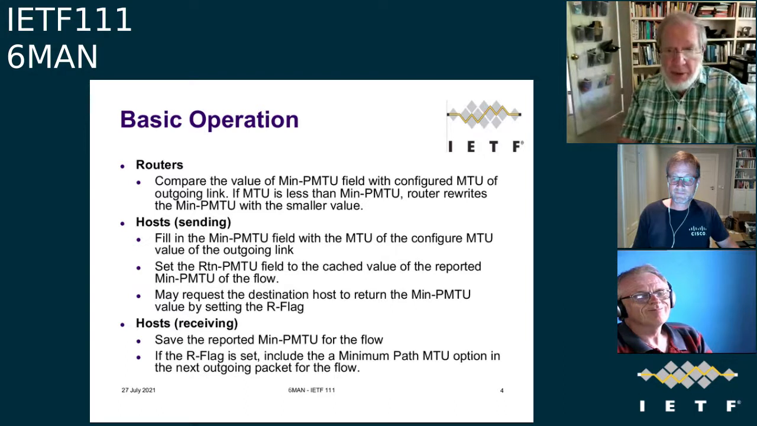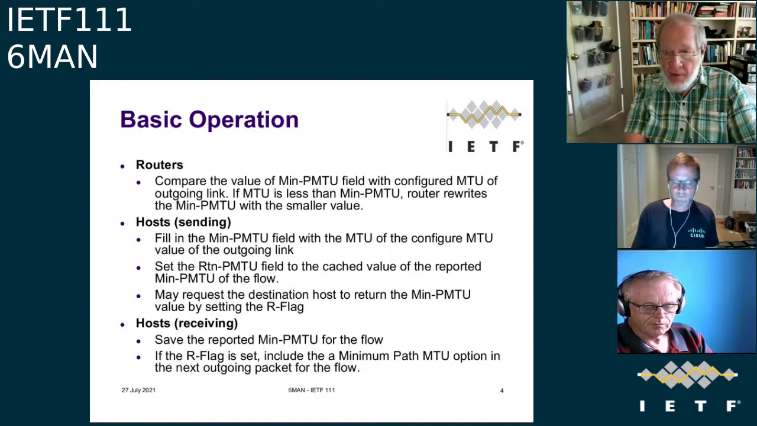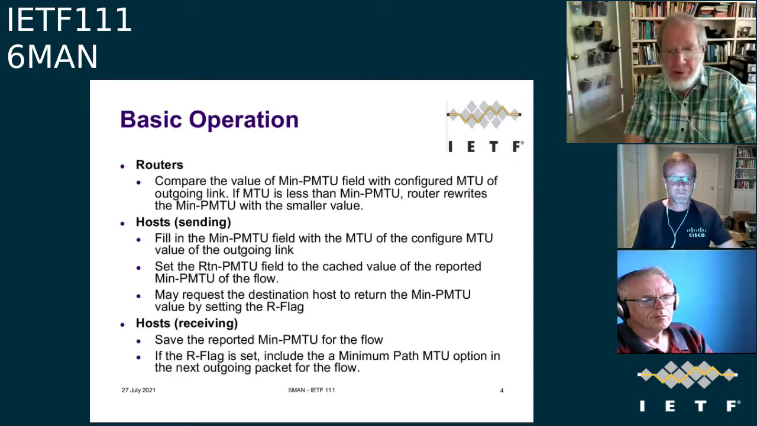So the basic operation is that routers compare the minimum path MTU field with the configured MTU of the outgoing link. If it's less, you rewrite it, and that going from source to destination should result in the minimum path MTU being delivered to the host. The host will originally fill in the minimum field with the configured MTU of their outgoing link for the packet. And you can set the return field to the cached value of the reported MTU, essentially the last one you've received.